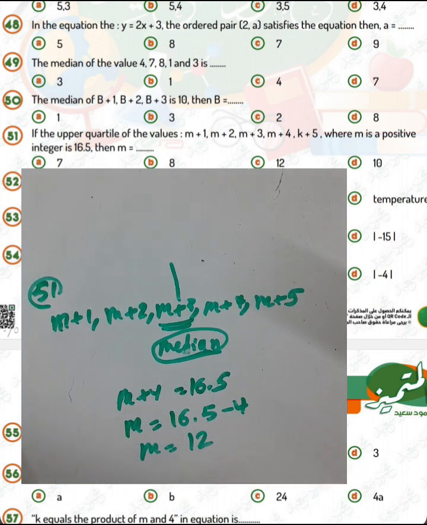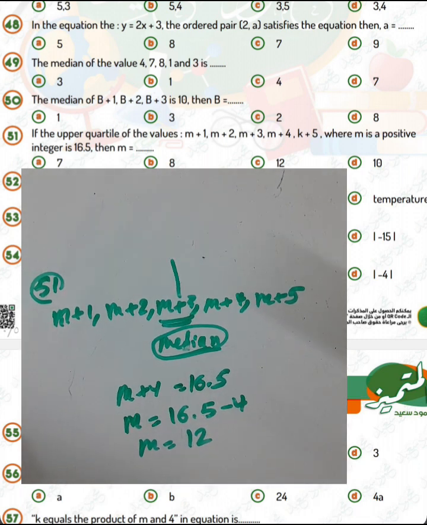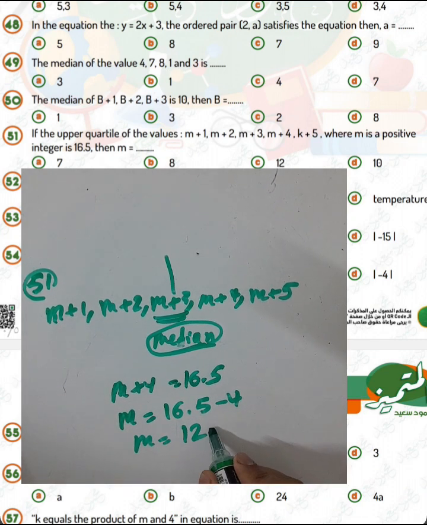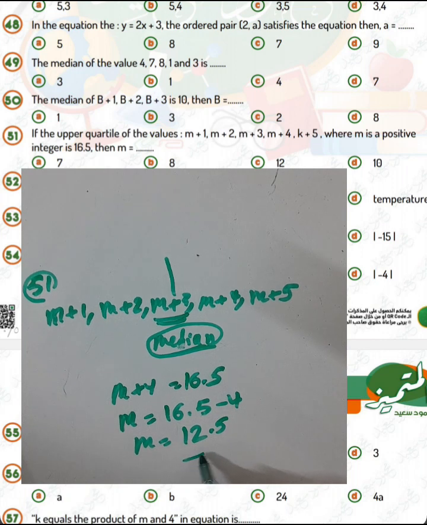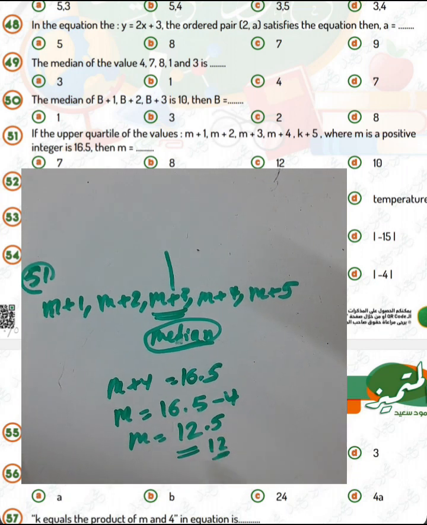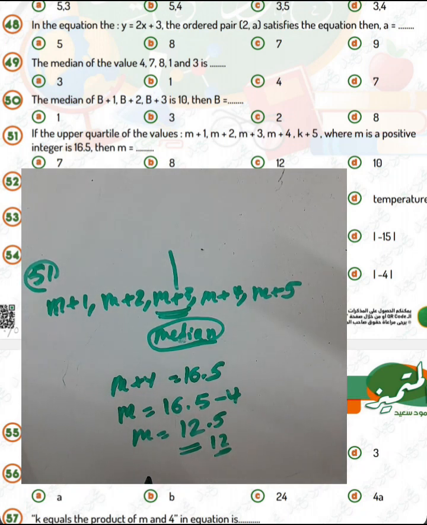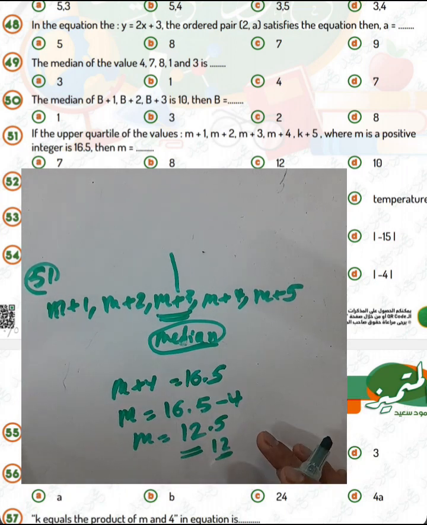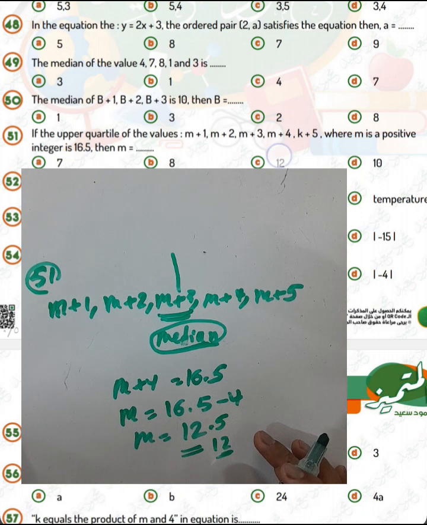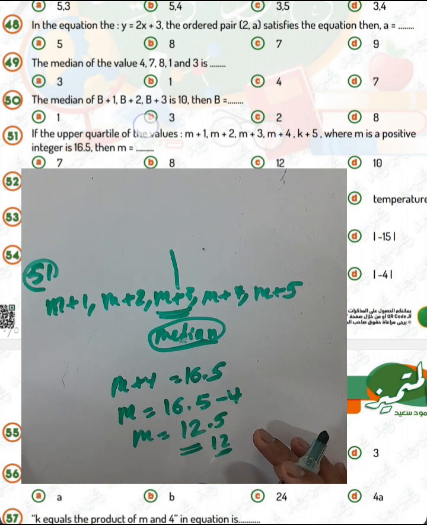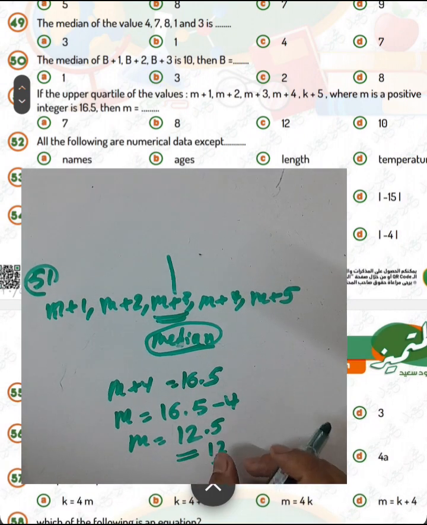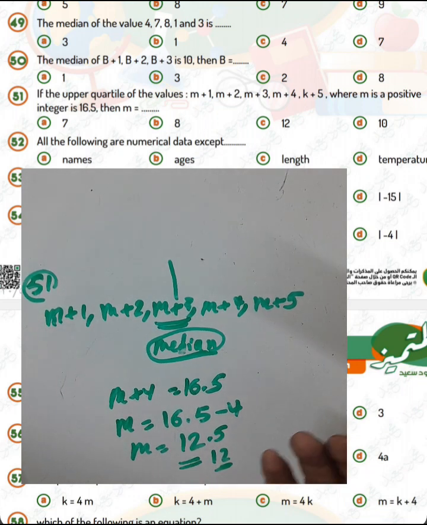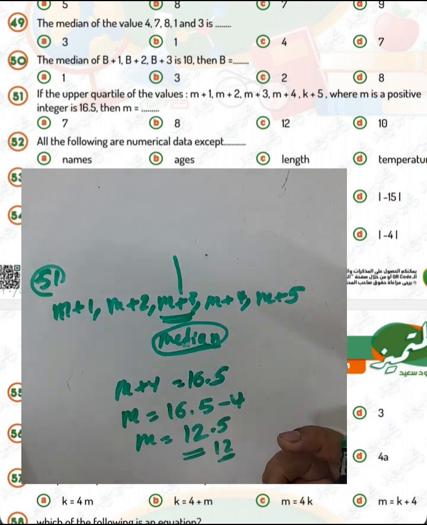Then m here will be 12, because 16.5 subtracted by 4 is 12.5, and the nearest integer is 12, because it tells us m is a positive integer. You must cancel the decimal here. Understood? It tells us the upper quartile is 16 and a half, and 16 and a half subtracted by 4 is 12 and a half. So the nearest number is 12. You must choose 12 here because it tells us it's a positive integer, not a rational number. 12.5 is rational. So the result must be 12 only, because it will be an integer. Okay.